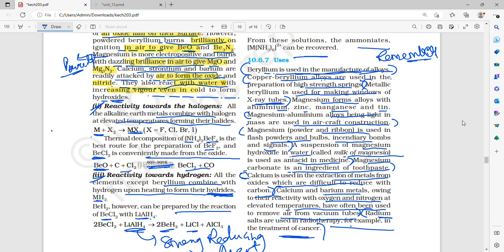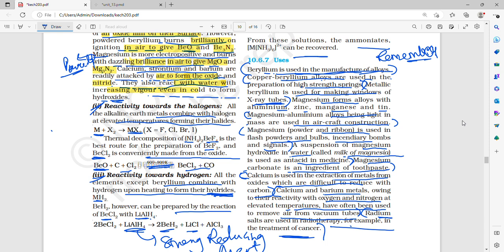Then magnesium forms alloys with aluminium, zinc, copper, tin, manganese. Magnesium aluminium alloys, being light in mass, are used in aircraft construction. Then magnesium powder and ribbon is used in bulbs, incendiary bombs, flash powders and signals. A suspension of magnesium hydroxide in water is called milk of magnesia, and it is used as an antacid and medicine. Magnesium carbonate is an ingredient of toothpaste.